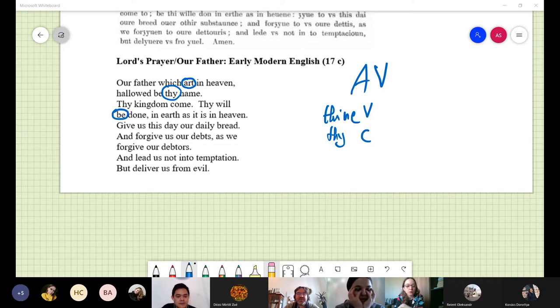What's that? Thy will, meaning your will be done. Yes, this is the verb be, but which mood of the verb? Is it the indicative mood, the imperative mood, or the subjunctive mood? It's imperative.